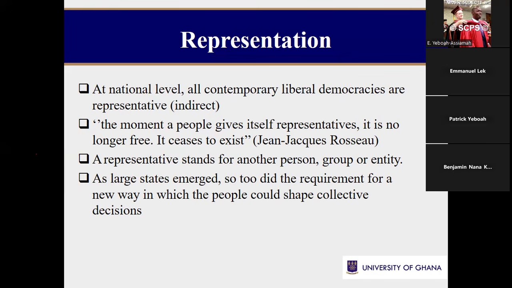But Rousseau also says that the moment the people give themselves representatives, they cease to exist. They are no longer free. Do you agree with him, Rousseau? The moment you appoint leaders, you're no longer free. You don't exist. Do you agree? So we disagree. That's not always the case. Why?